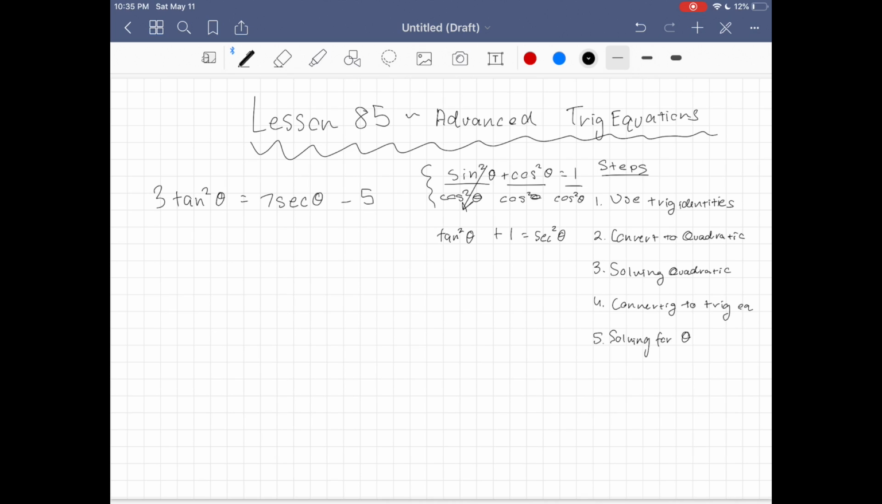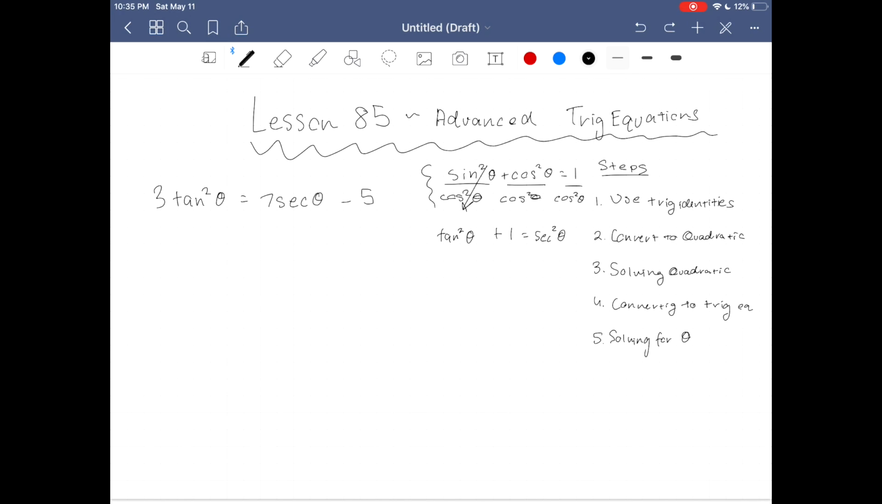So now you need to solve for tan squared theta because that's what you're going to plug into this equation right here so that you can convert it to a quadratic equation. So tangent squared theta is equal to secant squared theta minus 1, because you subtract 1 from both sides. So this is the equation you're going to use for tangent squared theta. I'll just highlight this over here. So now you plug secant squared theta minus 1 into tangent squared theta. So you got 3 times secant squared theta minus 1 is equal to 7 secant theta minus 5.